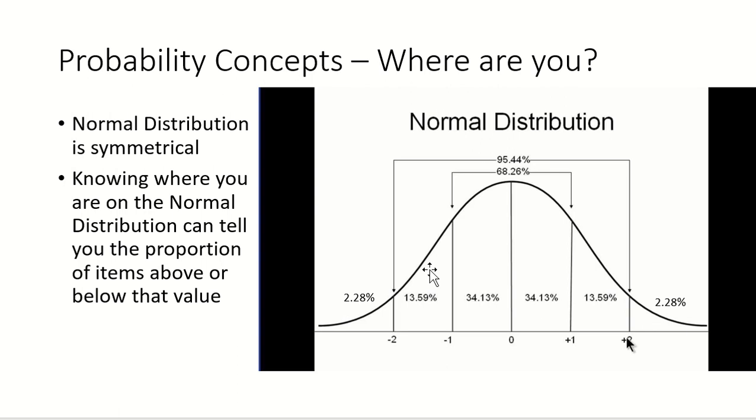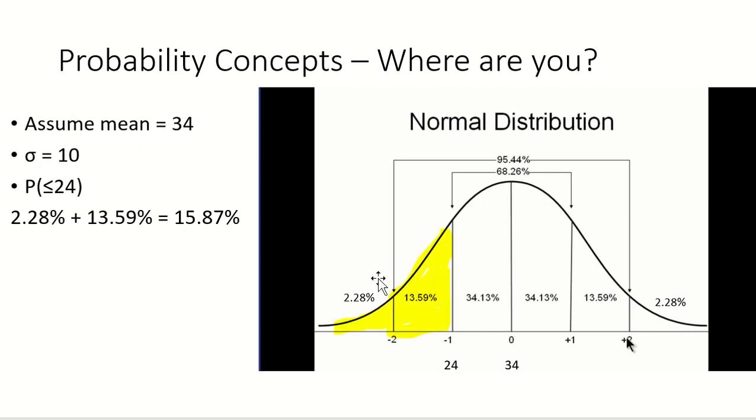Okay, take that just a little bit further. If I can find out where I am on this curve, I can start looking at the probability, because you can see that below 2 standard deviations is only 2.28%. You add another 13.59% going from 2 standard deviations below to 1 standard deviation below. So let's start moving this to a new idea.